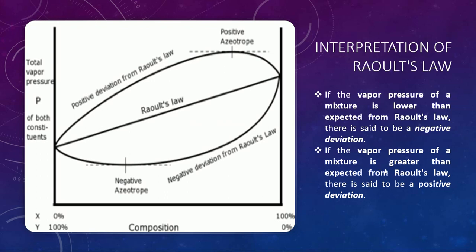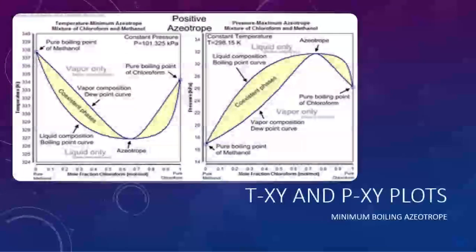And when the vapor pressure of the mixture, as I've emboldened the lines over here, is greater than expected from Raoult's law, then we have a positive deviation. That is, this particular line will show you the positive deviation from Raoult's law. So that is the interpretation of Raoult's law that you can carry away for the understanding of positive and negative deviations. Now we will go into the TXY and PXY plots. They will clear your concepts even better.